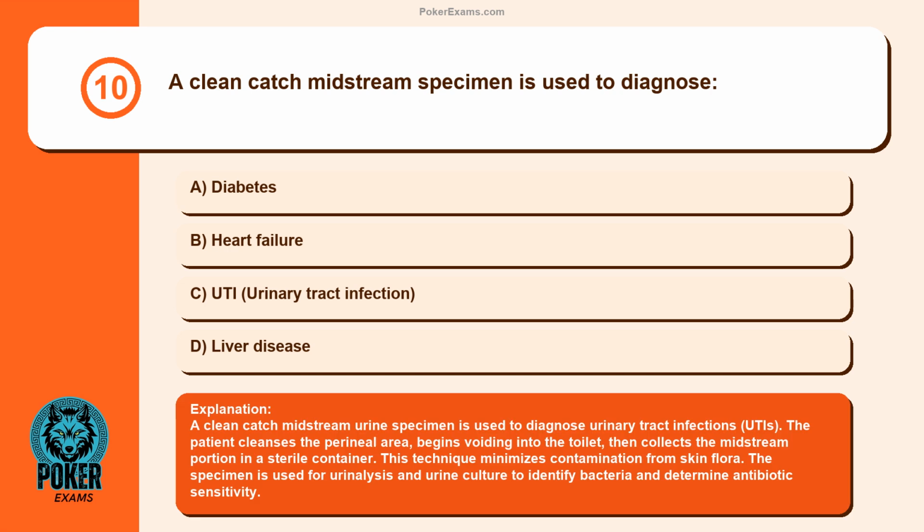A clean catch midstream urine specimen is used to diagnose urinary tract infections, UTIs. The patient cleanses the perineal area, begins voiding into the toilet, then collects the midstream portion in a sterile container. This technique minimizes contamination from skin flora. The specimen is used for urinalysis and urine culture to identify bacteria and determine antibiotic sensitivity.